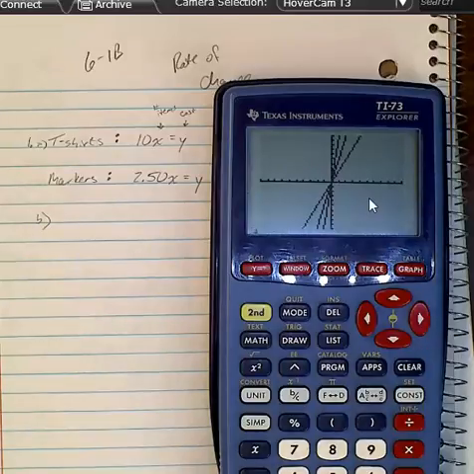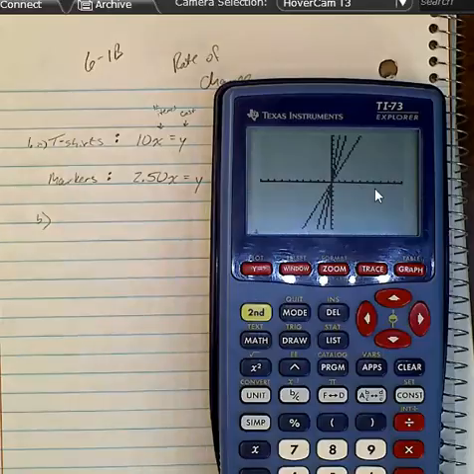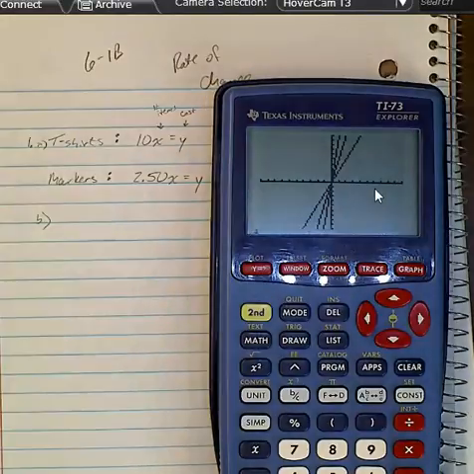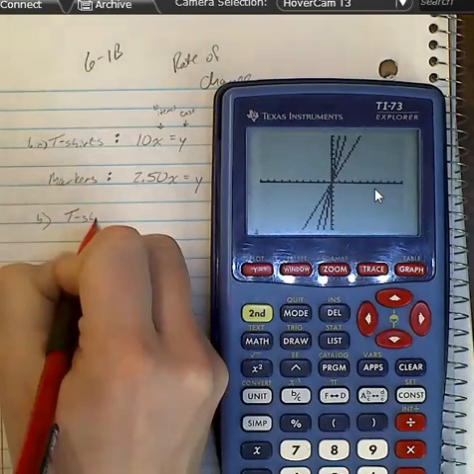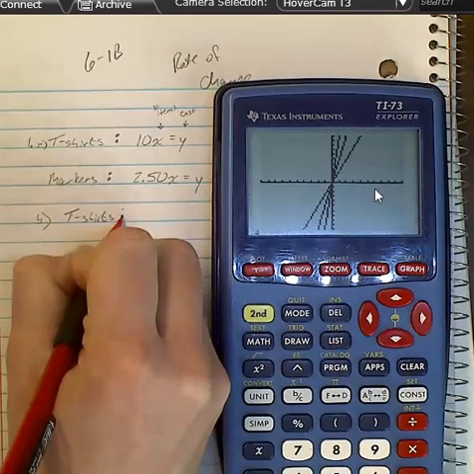Now that we've graphed it, we're still not done with B though, because what's the question? What do they want us to do on letter B? They want us to do what? Shaylin. We have to find the rate of change, and so again, I'm going to do t-shirts and markers separately so that we can see our work.